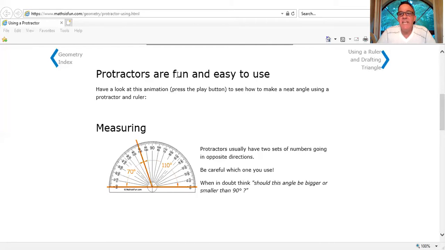Since it is an acute angle, an angle that is smaller than a right angle, we are going to measure that as 70 degrees. It's as simple as that, you guys. 70 degrees. Now, let's look at the other side.